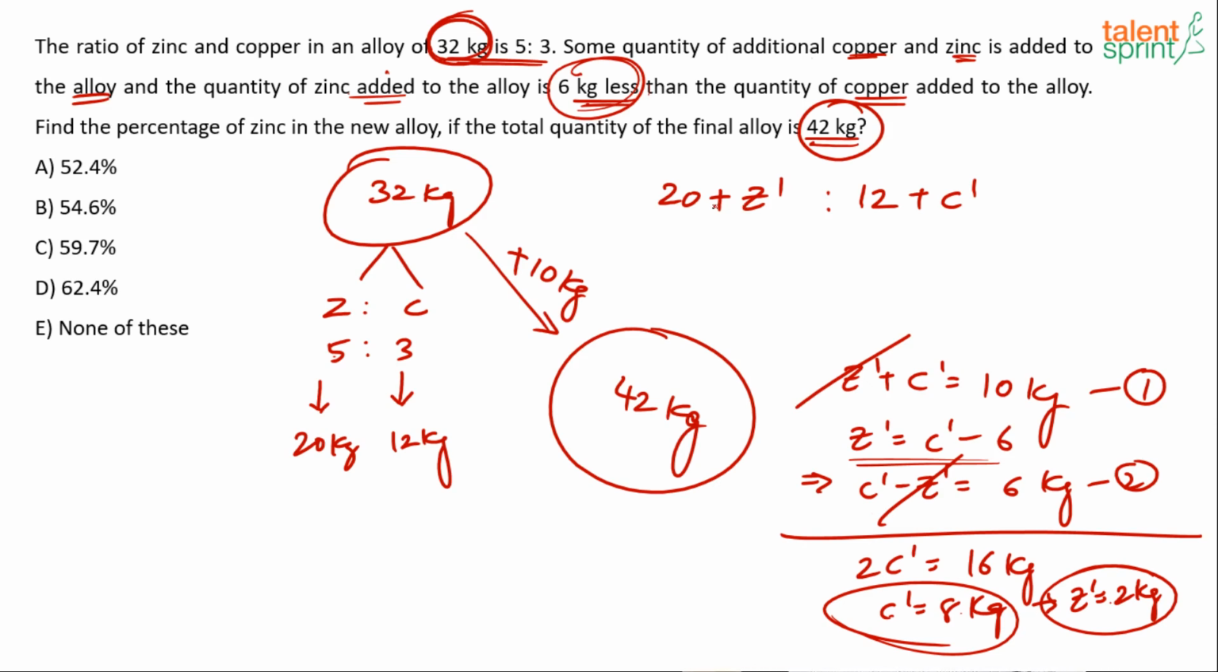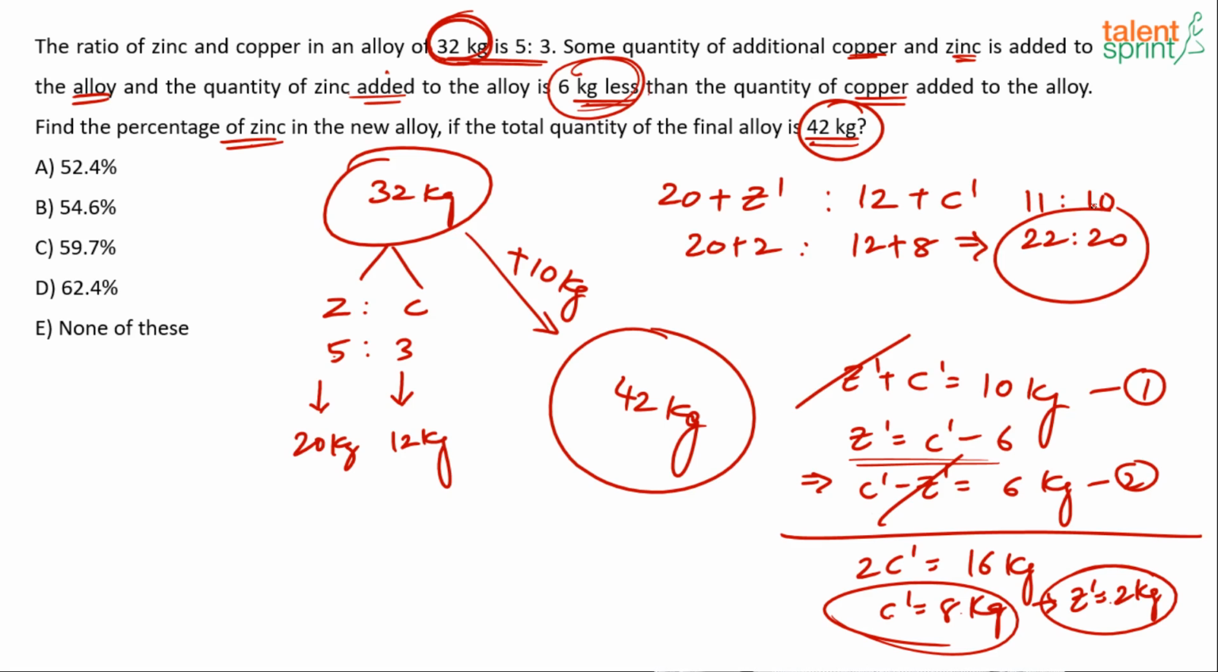So just do that calculation. What happens? 20 plus zinc is 2 kgs. This is 12 plus new copper is only 8 kgs. So what's the ratio? 22 is to 20. 22 is to 20 is the ratio. Final zinc and final copper. What is he asking us to find out? Find the percentage of zinc in the new alloy. I already have the ratio. He's asking us to get the percentage. What is the percentage of zinc? See, 22 is to 20 is actually 11 is to 10.